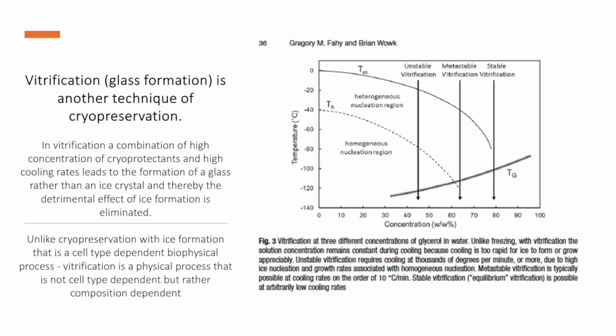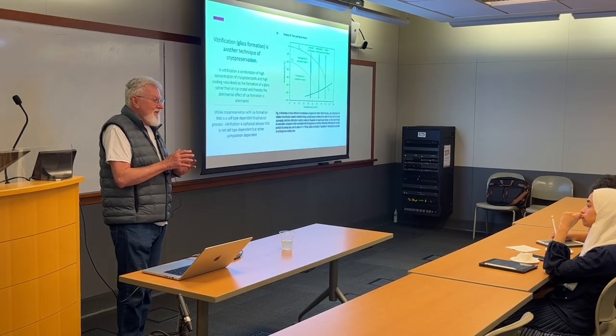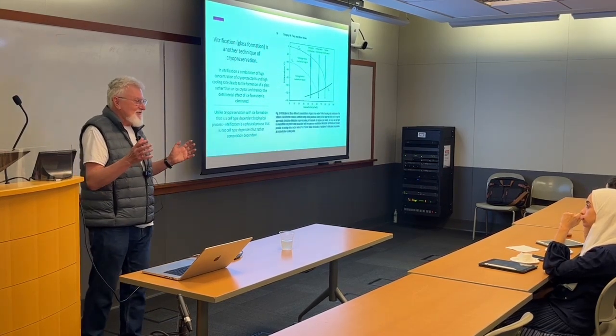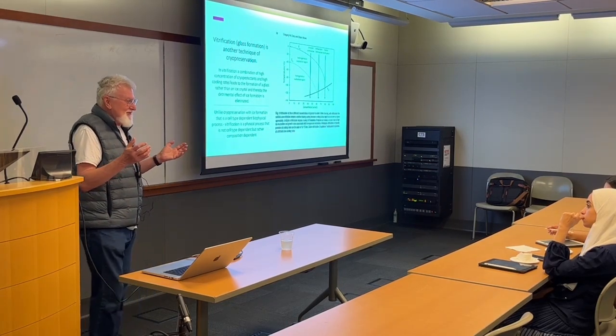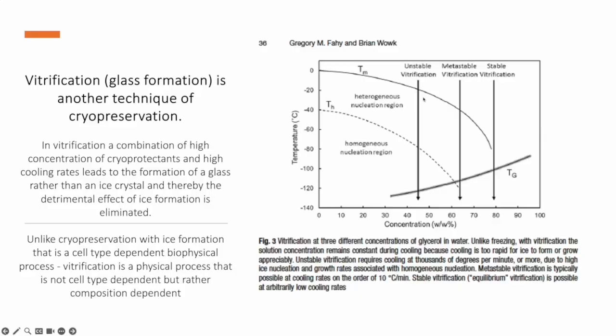So, from a thermodynamic point of view, you have several possibilities. Vitrification in biological materials depends on the concentration of the cryoprotectants. If you replace completely the water with a cryoprotectant, then obviously there will be no ice crystal formation, so you eliminate it. There are three domains. One is unstable vitrification, in which the chances for ice formation are very high.